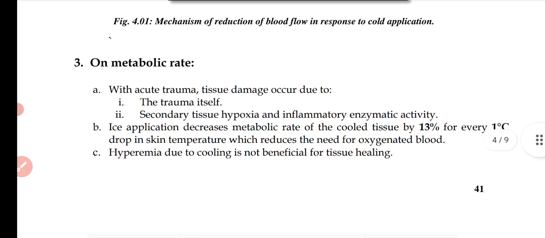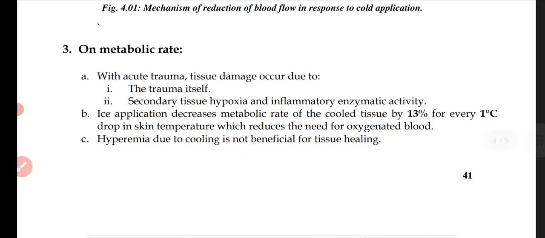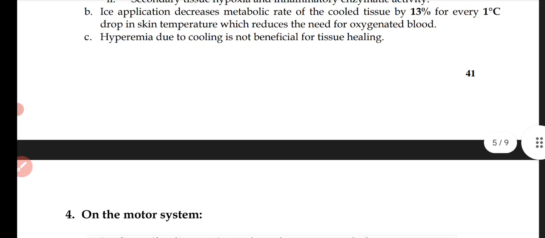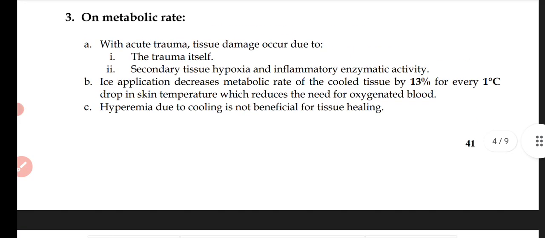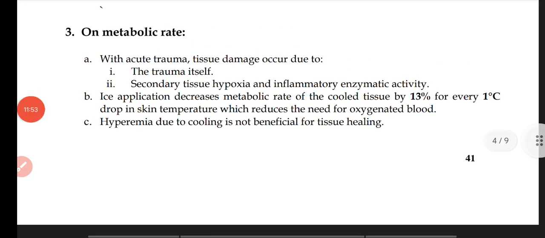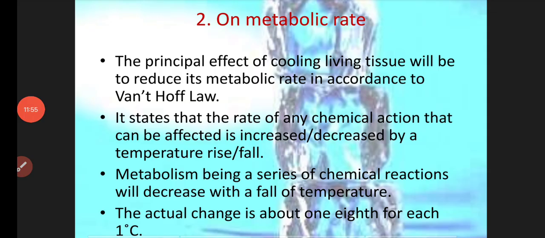Number 3 is on the metabolic rate. With acute trauma, tissue damage occurs due to the trauma itself. Secondary tissue hypoxia and inflammatory enzymatic activity increases. Ice application decreases metabolic rate of the cooled tissue by 13% for every 1 degree temperature drop in skin temperature, which reduces the need for oxygenated blood. Number C is the hyperemia due to cooling, not beneficial for tissue healing. This is on the metabolic rate.